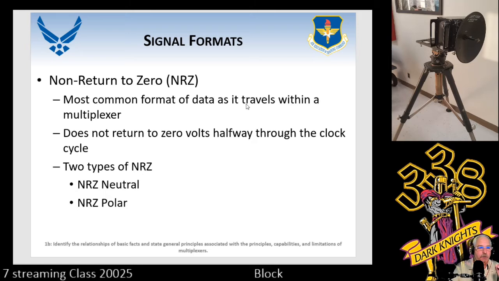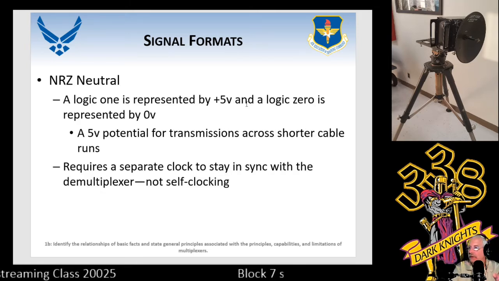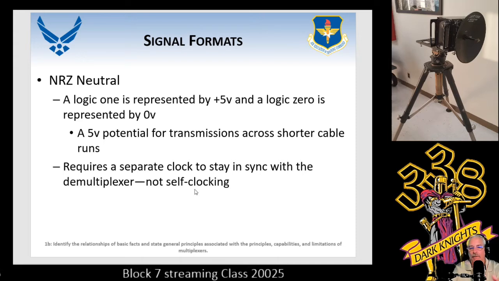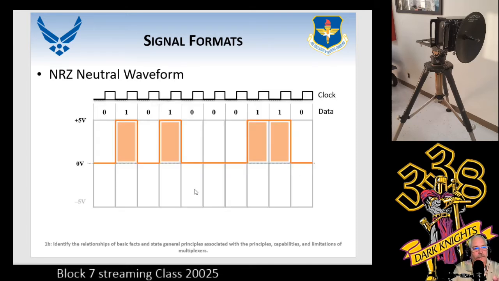We're going to look at neutral and polar. The first one is neutral. It has a 5-volt difference with our data. You'll notice this last portion right here, it is not self-clocking. In other words, when we formulate our signaling format with our data to resemble our data, we also have to send a clock cycle with it. So let's take a look.